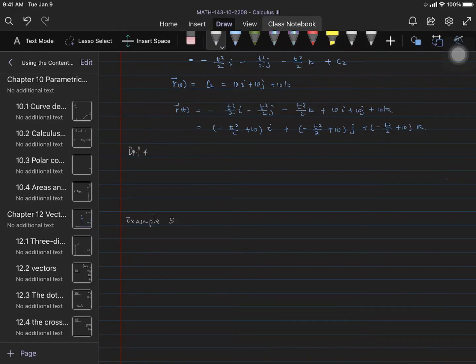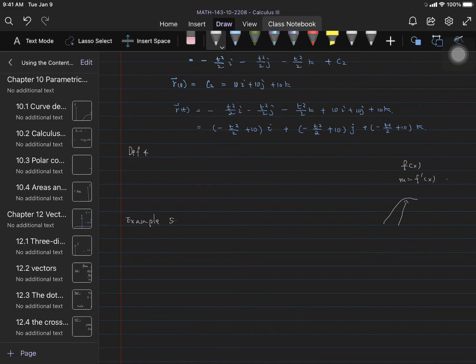Hello everyone. There is another definition left in this section. We learned the derivative of a vector function, right? So here we define the derivative of the vector function as the tangent vector. It's like when we learned calculus 1, how we find the slope of the tangent line, which is the derivative of the function. So here we have a vector.